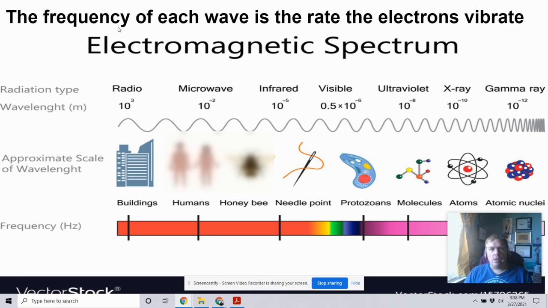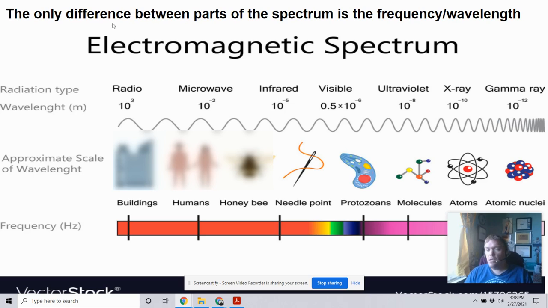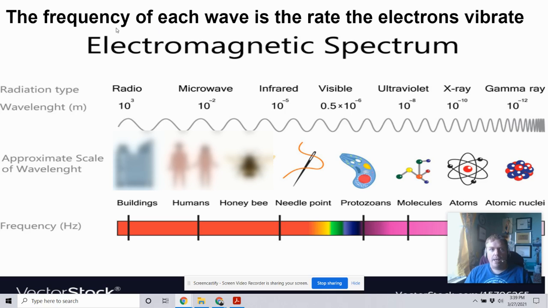The only difference between each wave is the frequency or the wavelength. Radio waves have the longest wavelength, gamma rays have the shortest wavelength. And the frequency is how fast electrons vibrate. So for gamma rays that are really, really small, about 0.0000000000001 meter, they vibrate super quickly. The electrons that make these gamma rays are vibrating really, really quickly. Radio waves, not as much. They don't have to vibrate as quickly because they're not making as many waves.